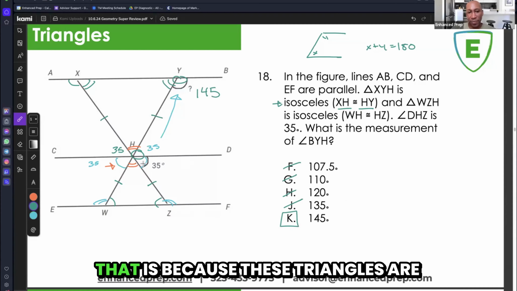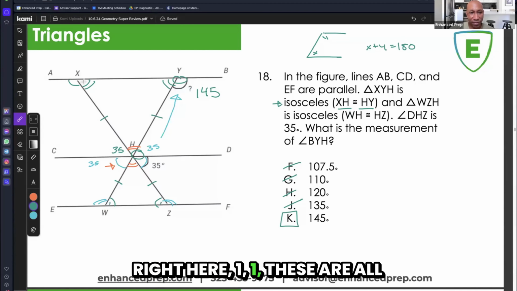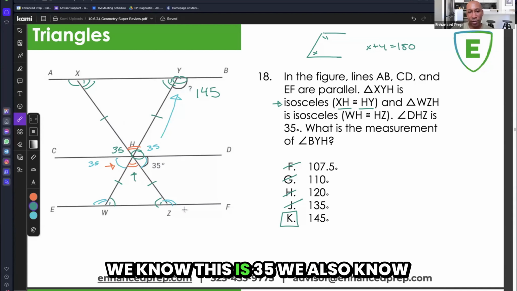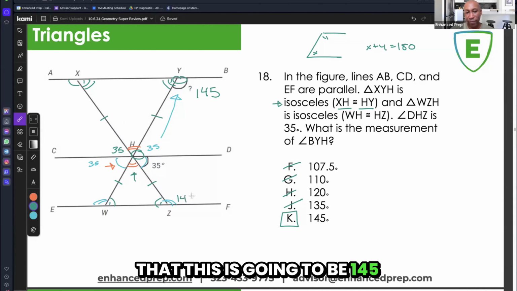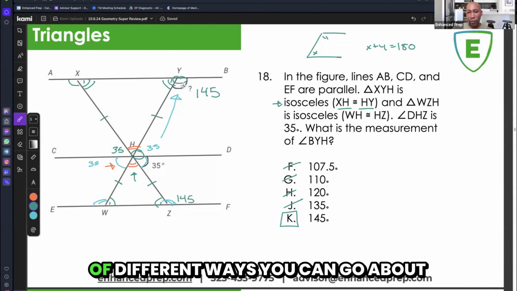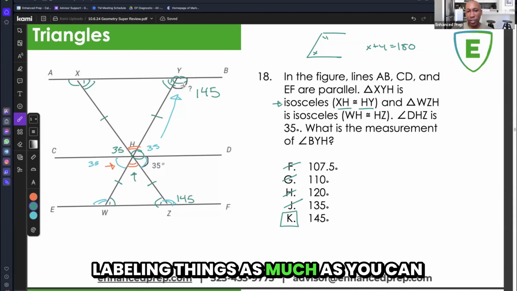Another way to think about that is because these triangles are the same, we know that this angle right here, these are all going to be the same as well because these are isosceles and we know they split that middle angle. So if we know this is 35, we also know that this is going to be 145, and because this angle is the same as this, it's 145, right? So there's a lot of different ways you can go about these questions. You just want to start labeling things as much as you can, okay?